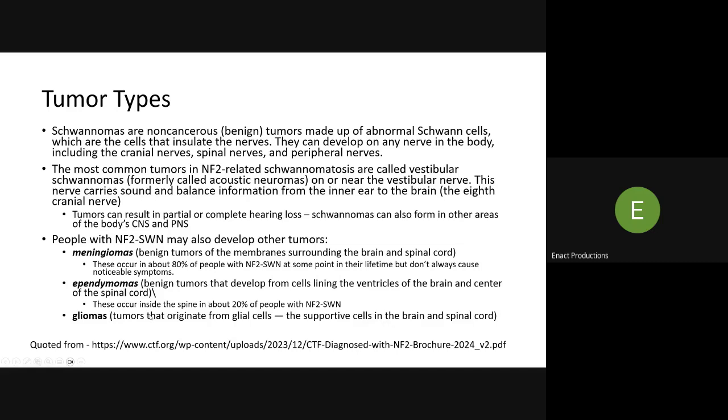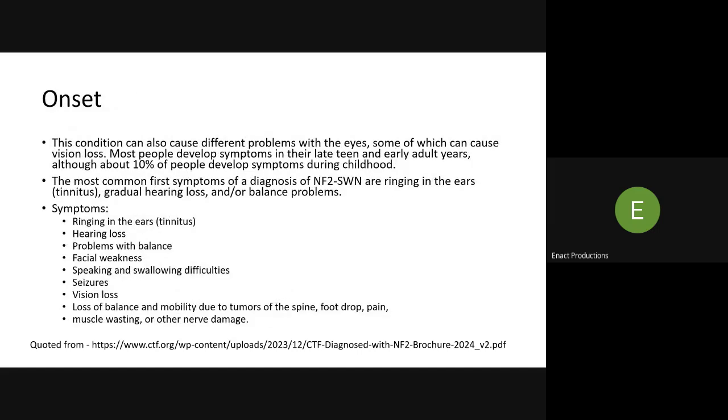And then gliomas are tumors that originate from glial cells. Those are the supportive cells in the brain and spinal cord. So most of the mass of your brain isn't neurons. Most of it is actually the glial cells that are supporting the neurons. Neurons are very static. They don't move much. You could have glial cells kind of moving around them, cleaning things up, providing nutrients. They've been found to play a role in some kinds of signaling, but they're generally just considered the maintenance and support cells. So it can also cause issues with vision loss.